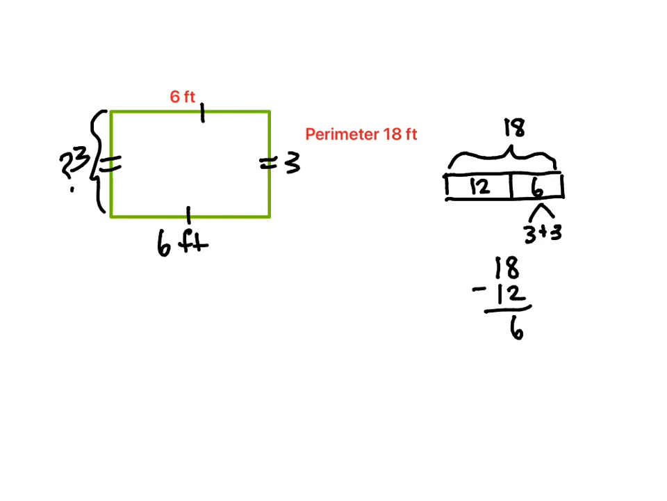So let's see if that is correct now. If we add 6 plus 3 plus 6 plus 3, does that give us 18? It sure does. So our missing side length that we were looking for would be 3 feet. Let's look at another one.